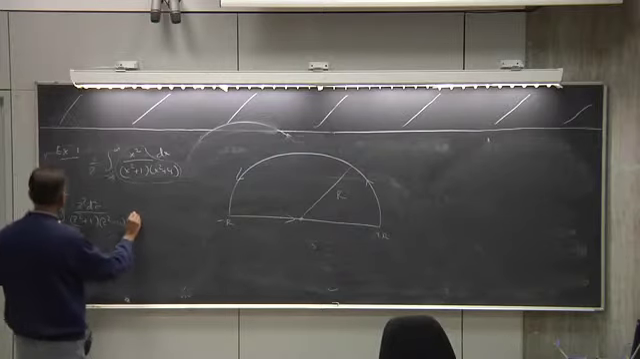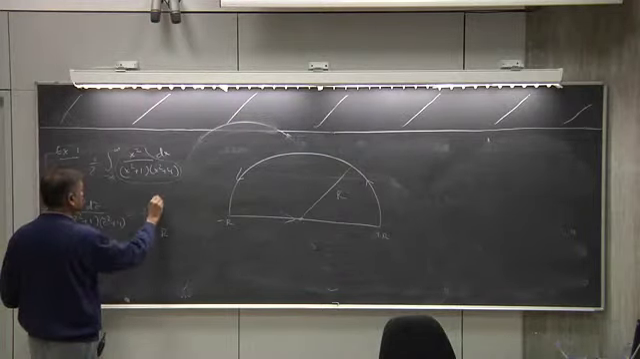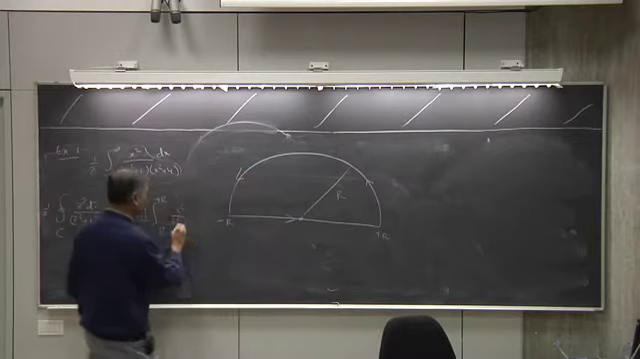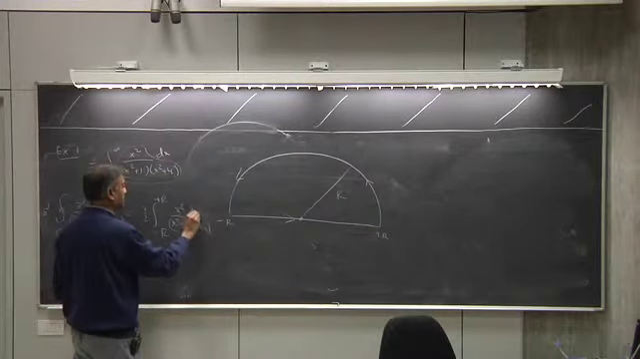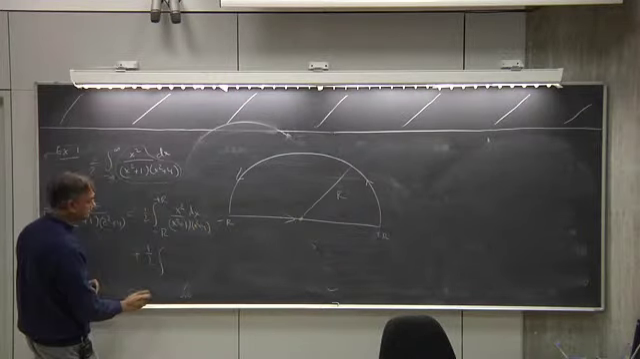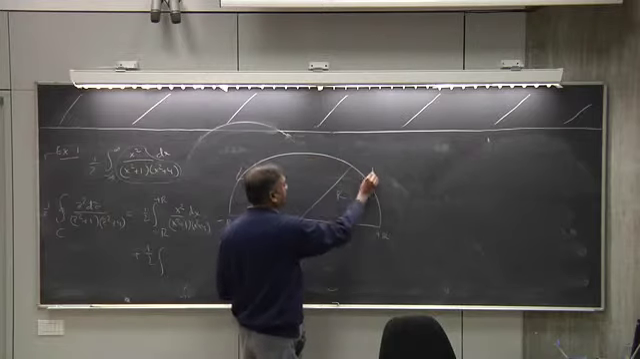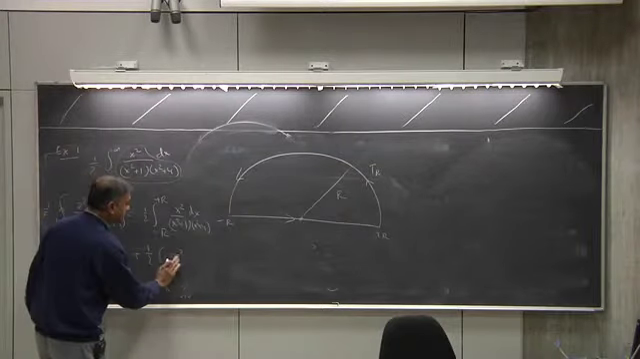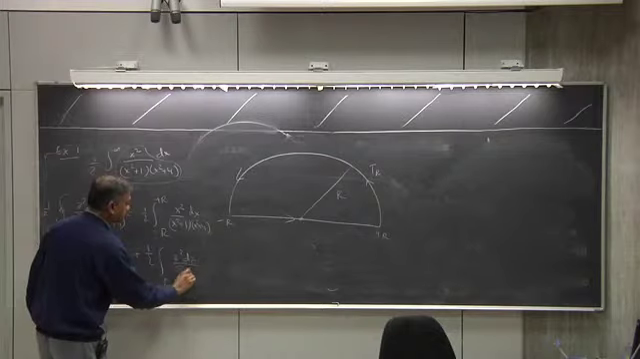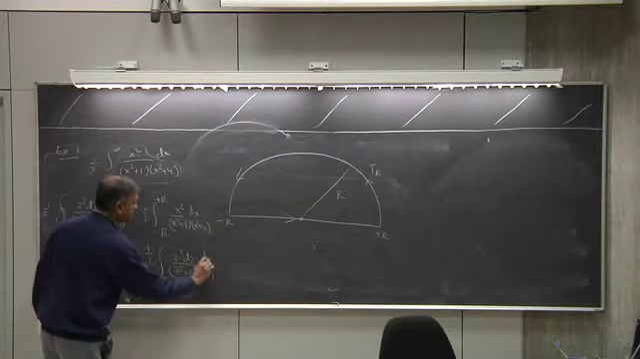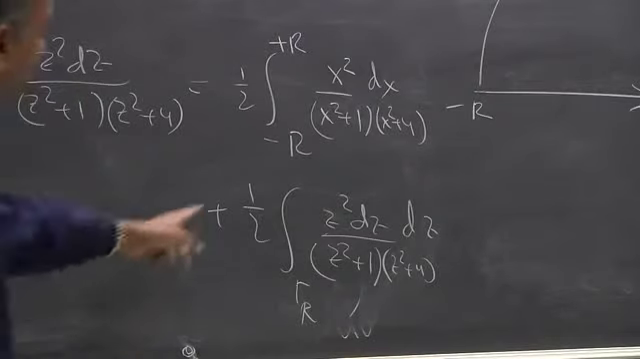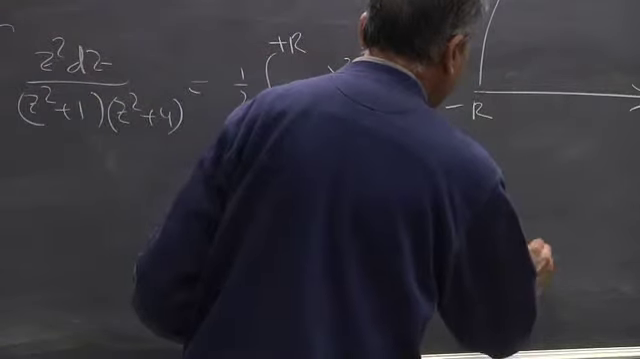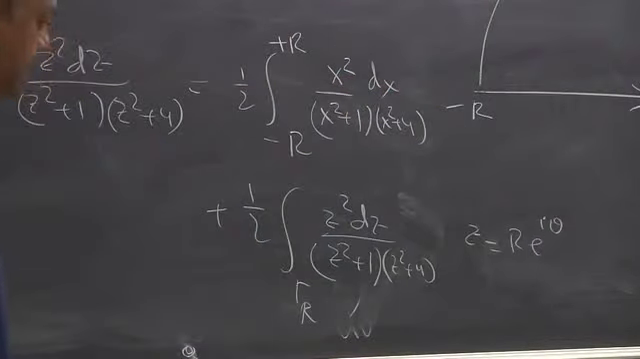Well, this integral is the same as the 1/2 from minus capital R to plus capital R, x square over x square plus 1, because this is this part of the contour, dx, plus the integral over the semicircle. The semicircle, this part from here to there, I call it gamma R, semicircle. So gamma R, z square dz over z square plus 1, z square plus 4. Okay. Now this part of the integral, well, on this gamma R, z is simply R times e to the i theta, where theta is going from 0 to pi.